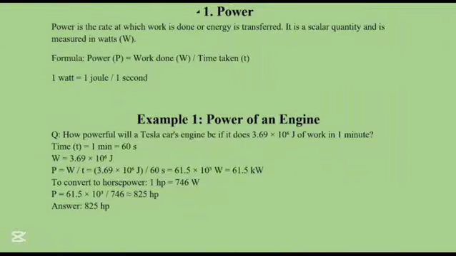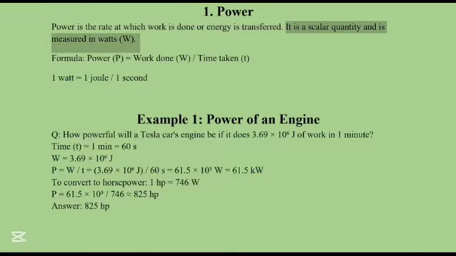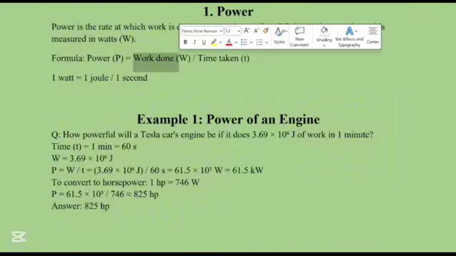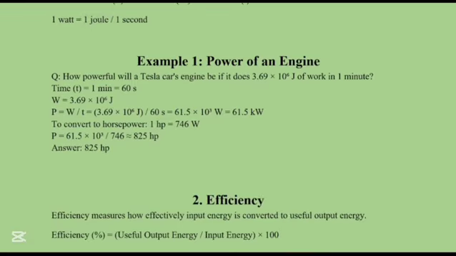So let's talk about power. Power is the rate at which work is done or energy is transferred. It is a scalar quantity and it is measured in watts. The formula of power is work done divided by the time taken, and 1 watt is equal to 1 joule divided by 1 second. So let's have an example.